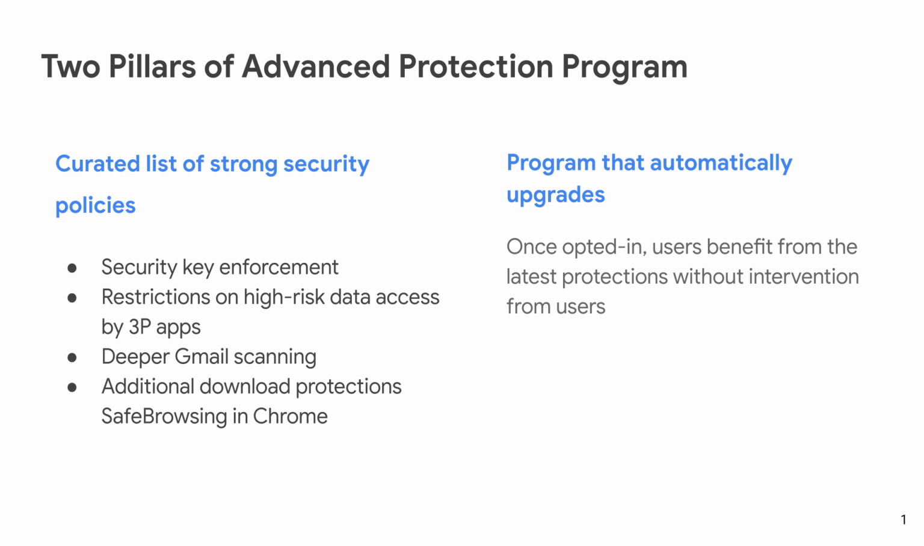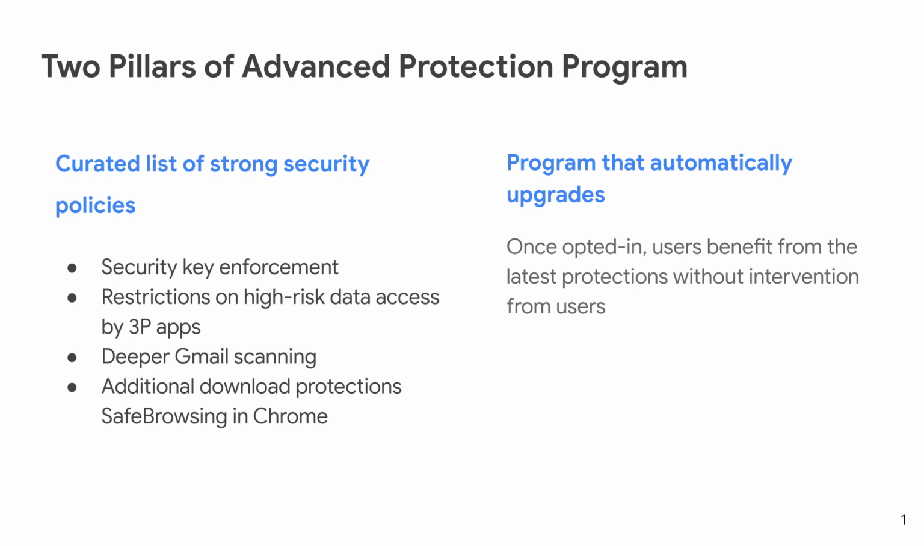The second pillar of APP is that it is a program that automatically upgrades, which means that once a user is opted in, they continue to get the benefit from the latest protections without any further intervention from users or admins when Google adds more protections to keep up with emerging threats.